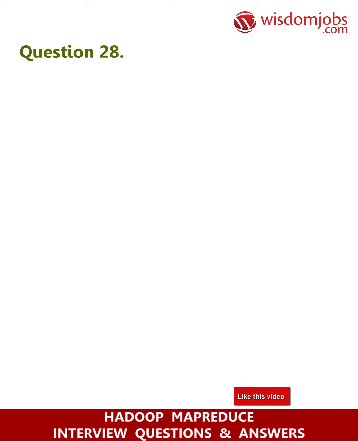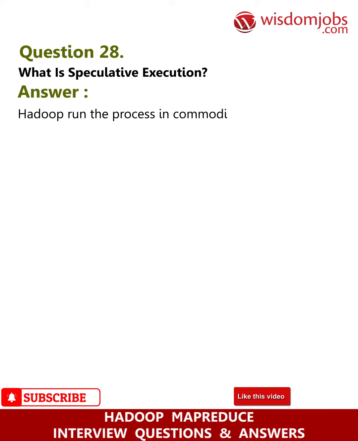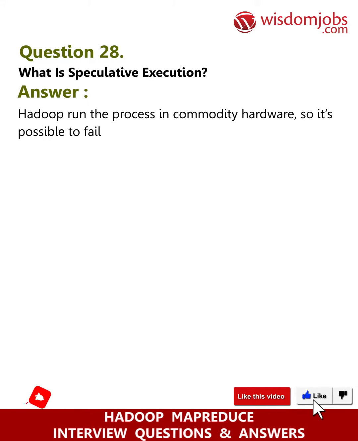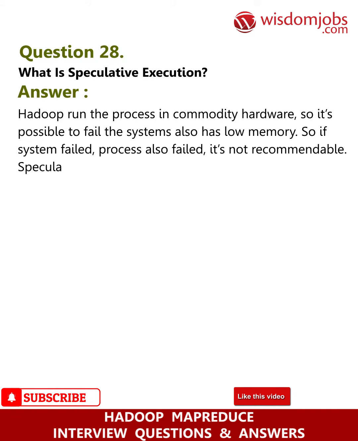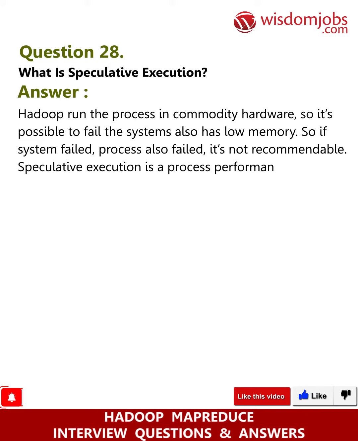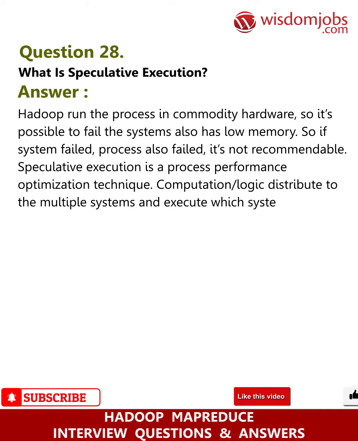Question 28. What is speculative execution? Answer. Hadoop runs the process on commodity hardware, so it's possible to fail. The systems also have low memory, so if a system fails, the process also fails. It's not recommendable. Speculative execution is a performance optimization technique. Computation logic is distributed to multiple systems, and we take whichever system executes quickly.